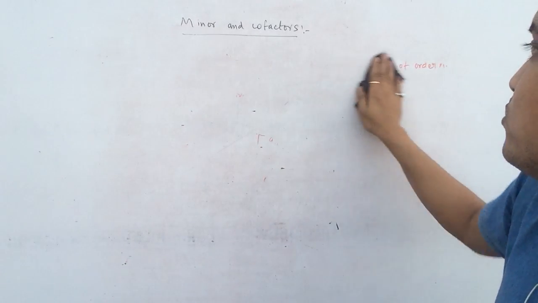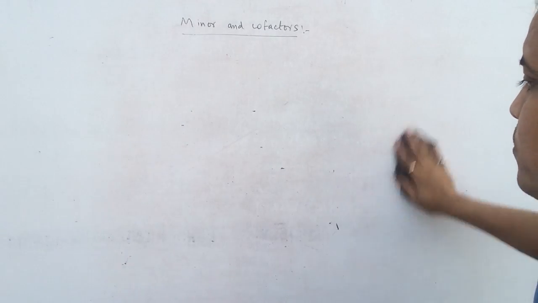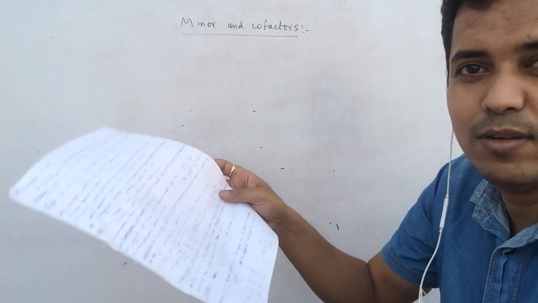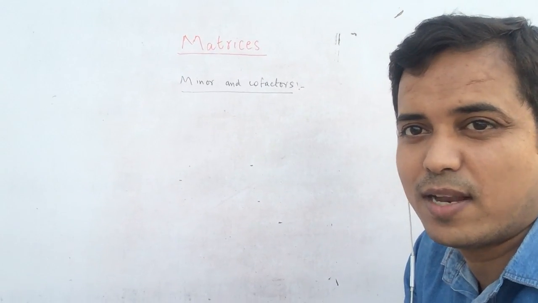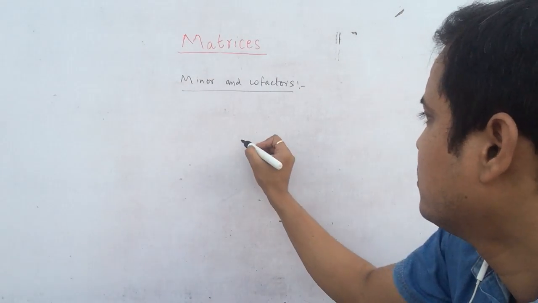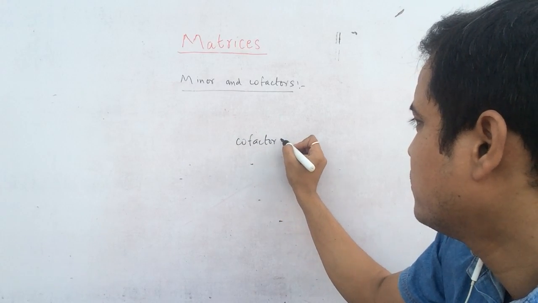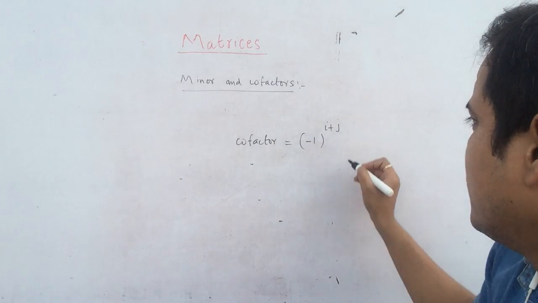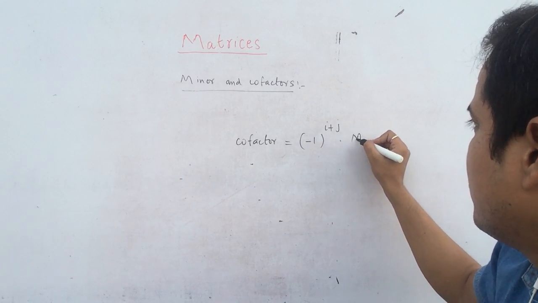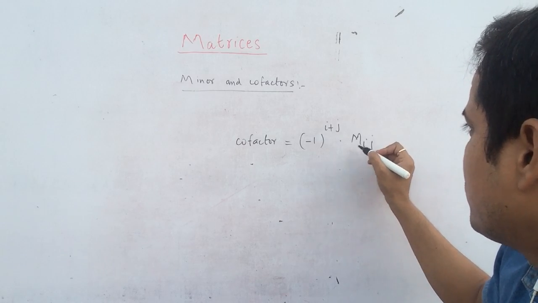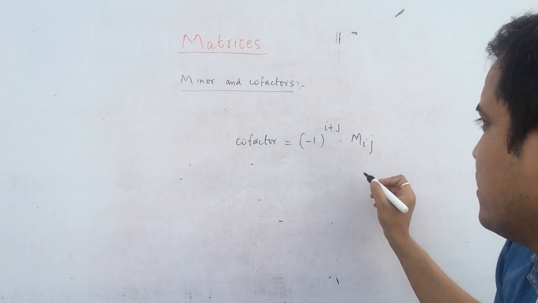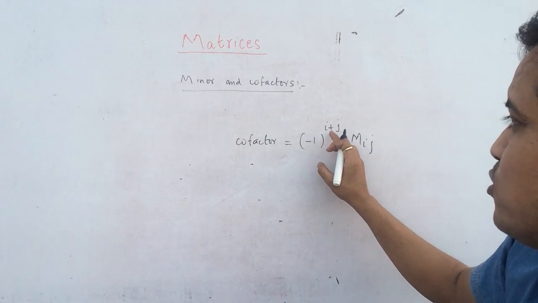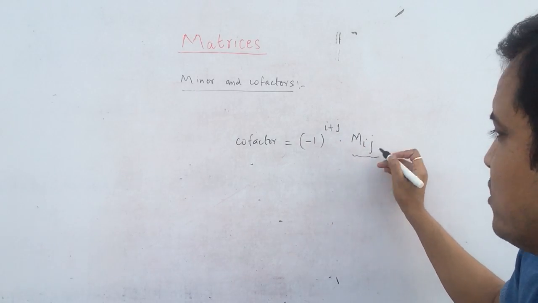Now, what is a cofactor? You have understood how you can find your minor, and we will understand it better with an example. The cofactor is minus 1 raised to the power i plus j times Mij, where Mij represents the minor.